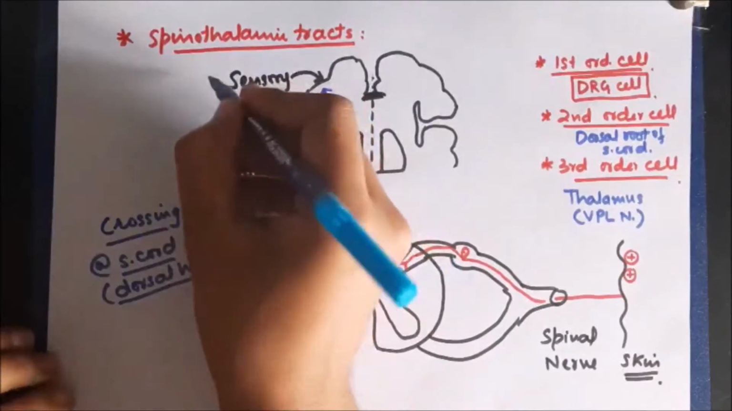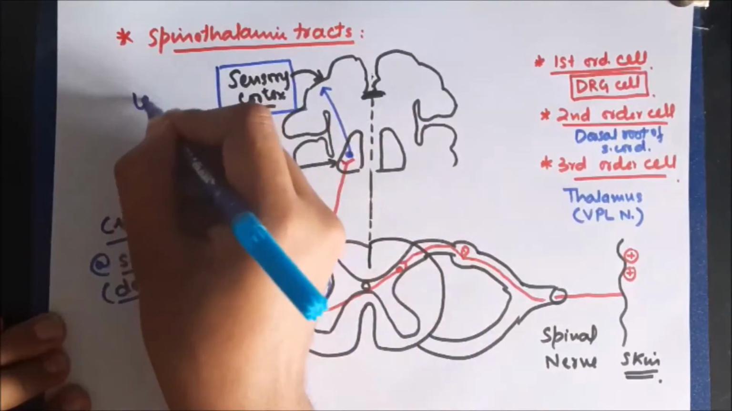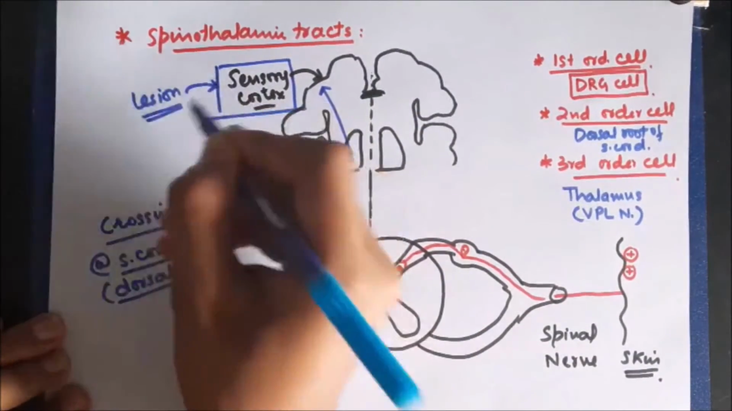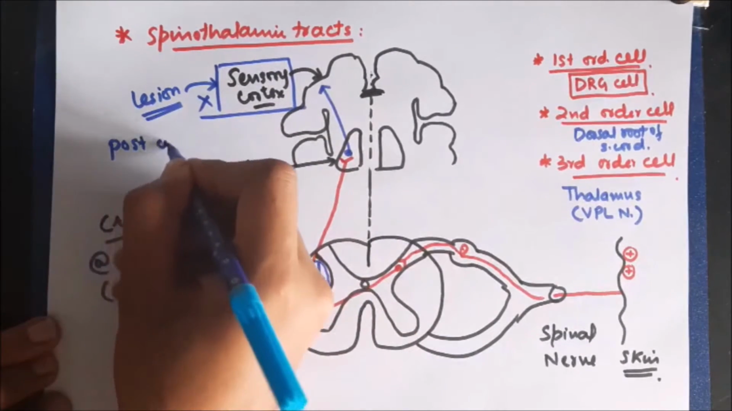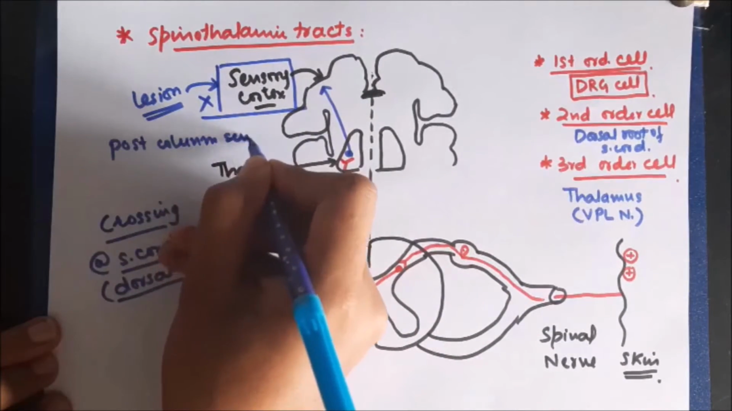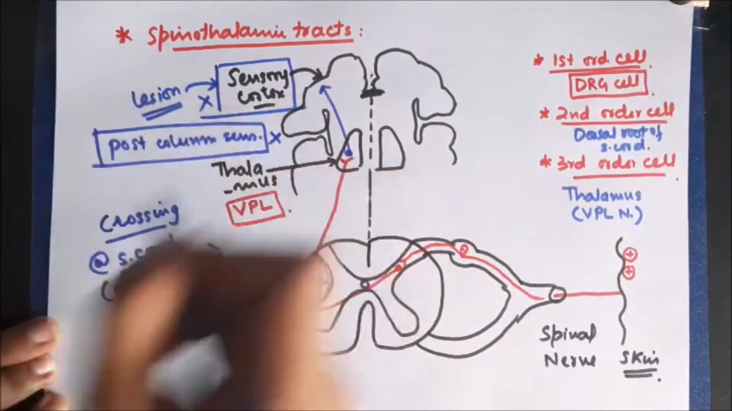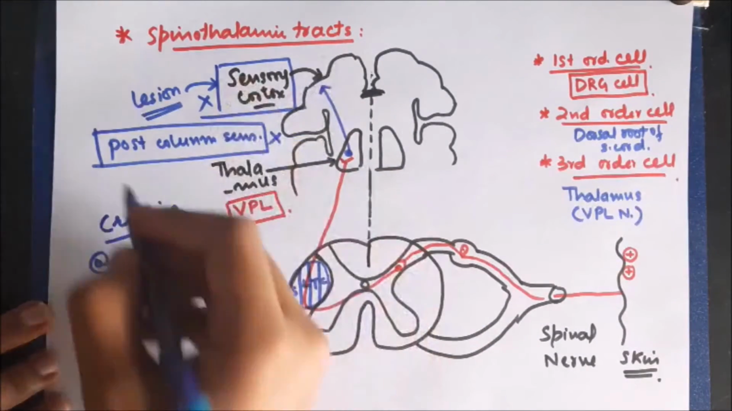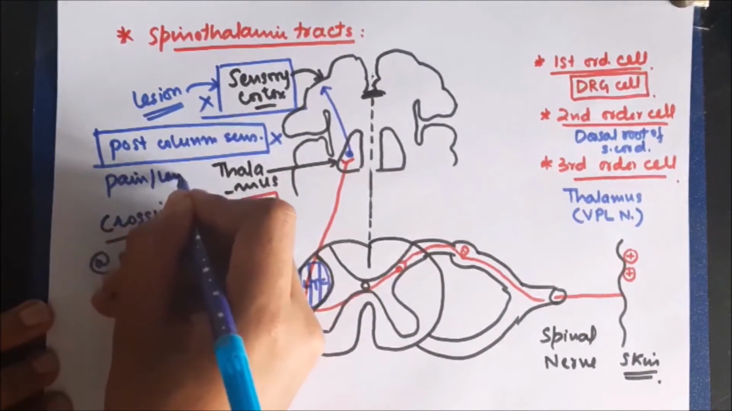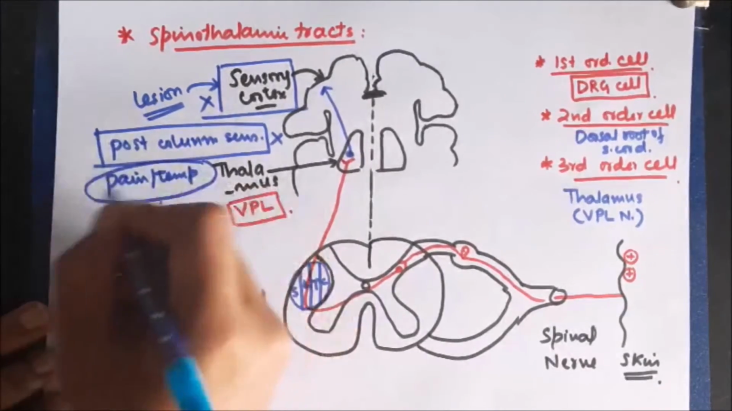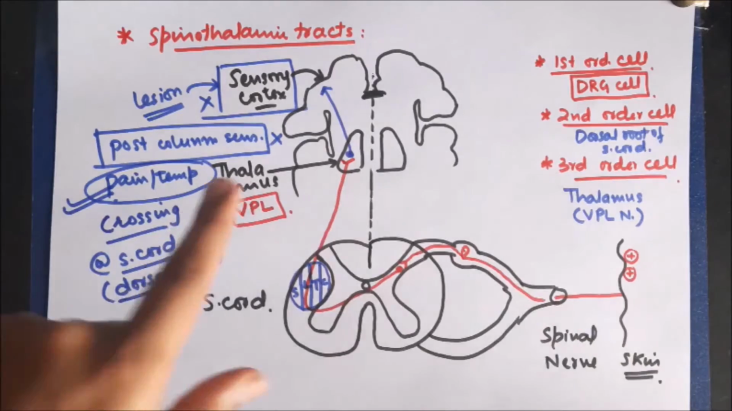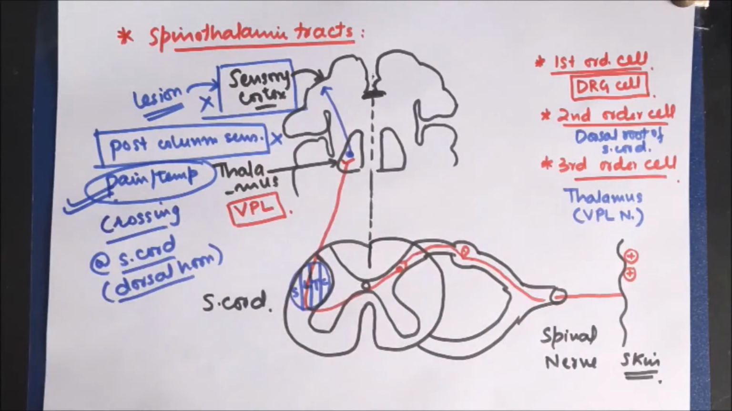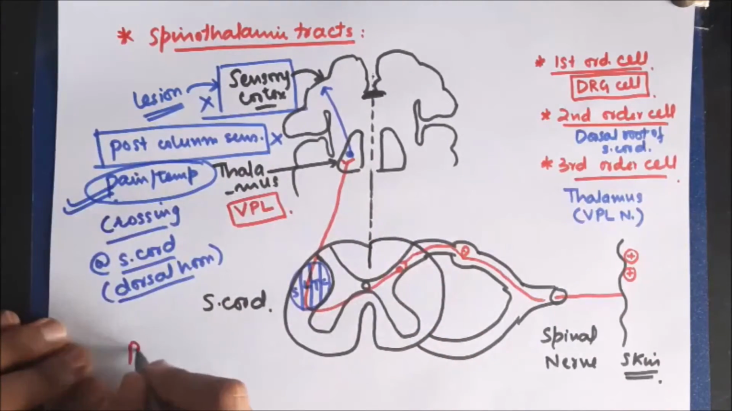Now whenever there is a lesion of the sensory cortex, the sensations which are carried by the posterior column are lost. All these sensations are lost, such as localization, 2-point discrimination, and stereognosis. But the sensations carried by the spinothalamic tract, such as pain and temperature, are not lost. So pain and temperature are not lost in case of a lesion in the sensory cortex.